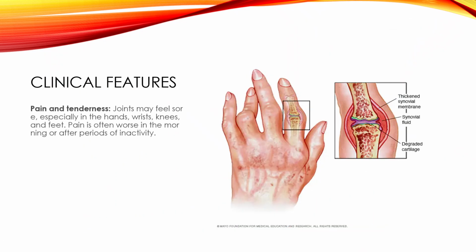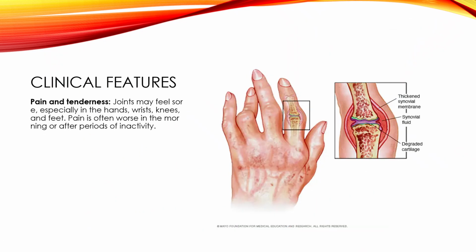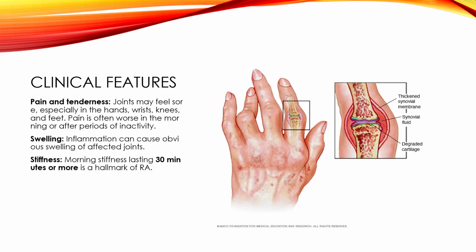So next, clinical features. We found pain and tenderness in the joint. We found swelling, stiffness in the morning. Morning stiffness lasting 30 minutes is a hallmark of rheumatoid arthritis. These are some basic features we get, and warmth and redness in the joints.